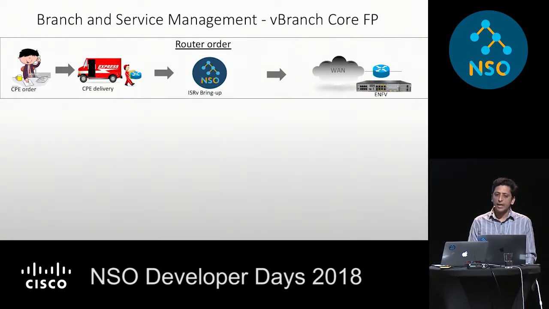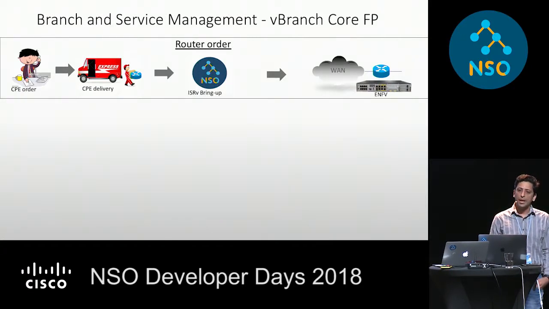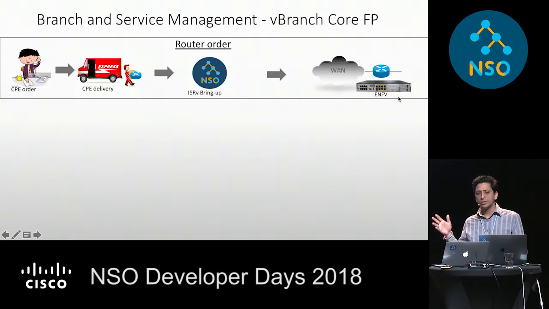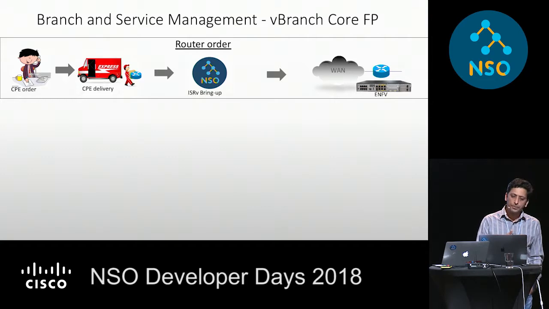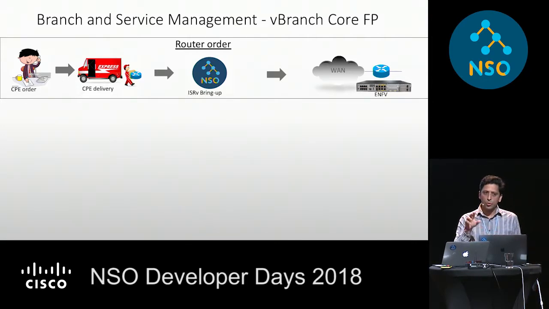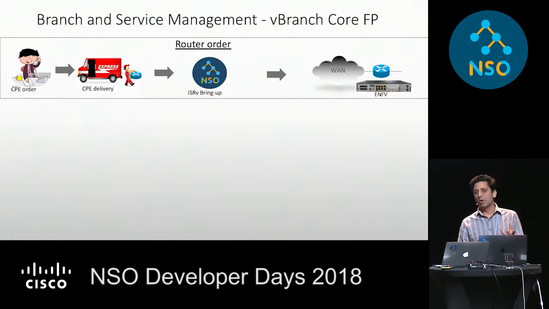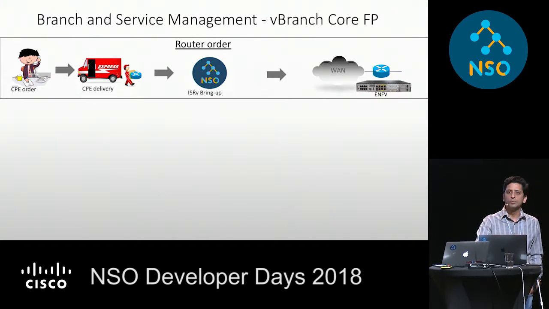So how does vBranch core function pack solve this problem? It essentially solves these problems by leveraging ENFV, which is the Enterprise Network Function Virtualization family of devices that supports virtualization. And NSO has this vBranch core function pack, which is leveraging PNP for zero-touch onboarding of this ENFV device or virtual CPE. And it brings up our VNFs leveraging NSO, rather, leveraging NFVO.